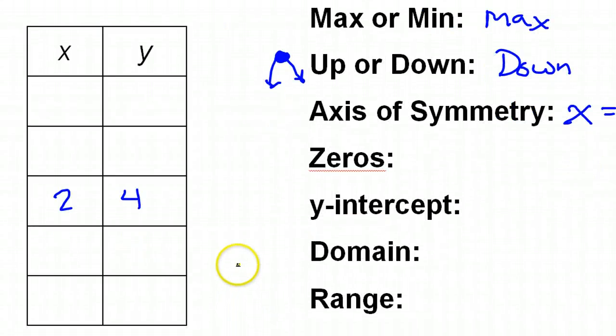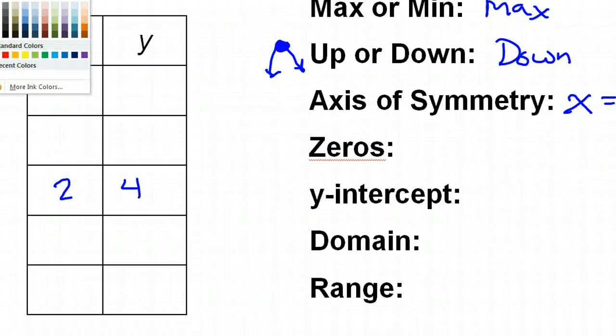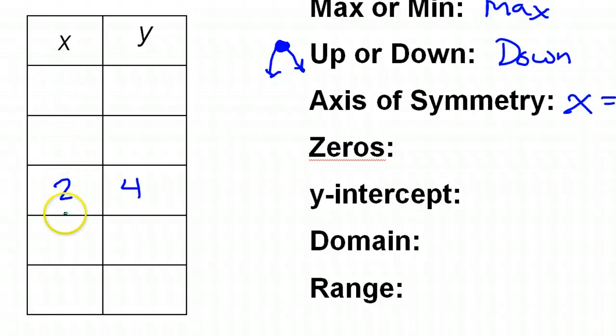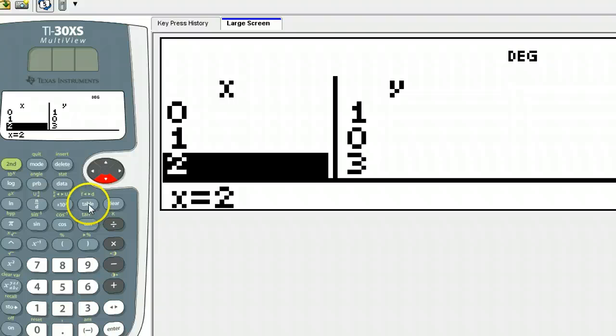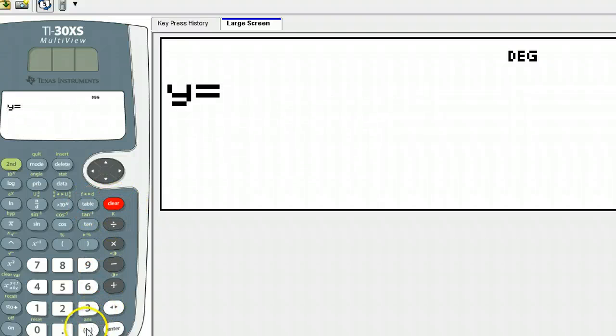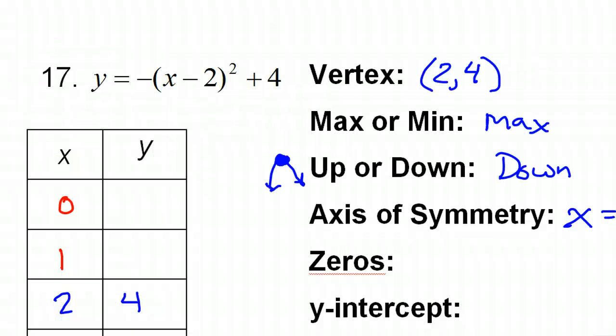So table function. All right, so we're going to have negative, open parentheses, x minus 2 squared plus 4. Okay, so I've got x minus 2 squared plus 4. Hit enter 5 times. Okay, now we need to start at 0, so scroll if you need to, but mine is already at 0. So I've got 0, 3, and 4.